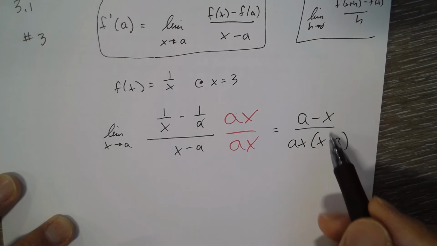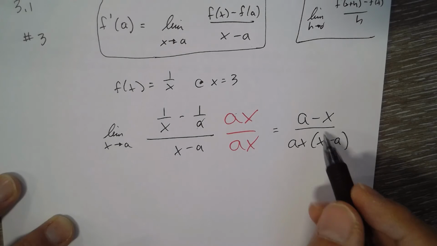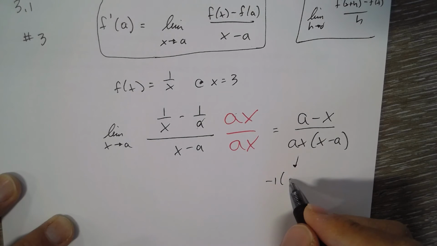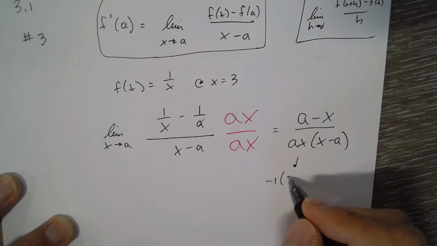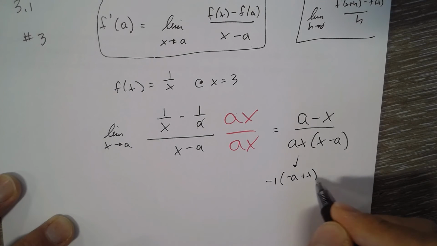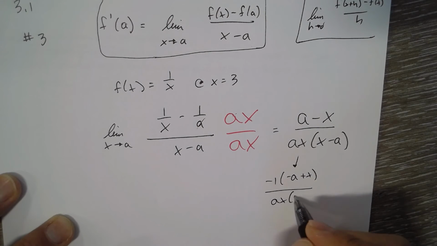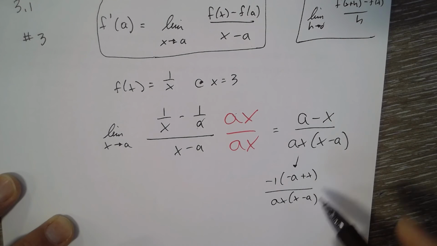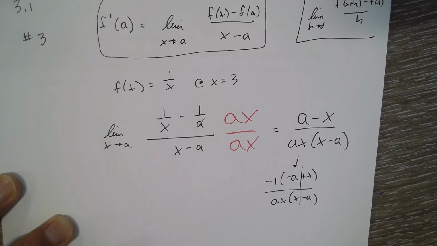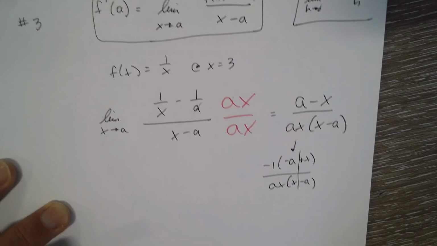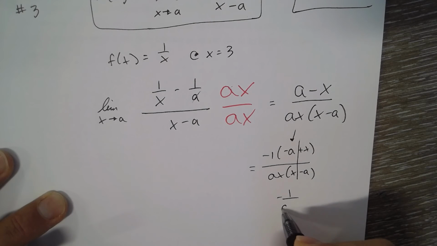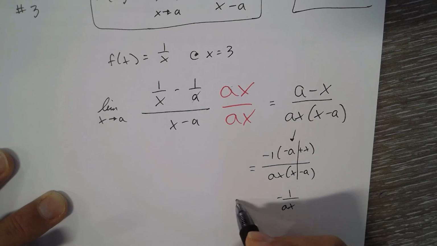So these are almost the same, they're just in a different order, so I'm going to take out a negative from the top, so it's negative 1. So then it would be negative a plus x, which, negative a plus x and x minus a are the same thing. So those divide to be 1. So I get negative 1 over ax as x goes to a.